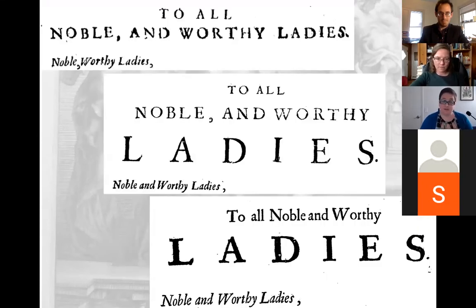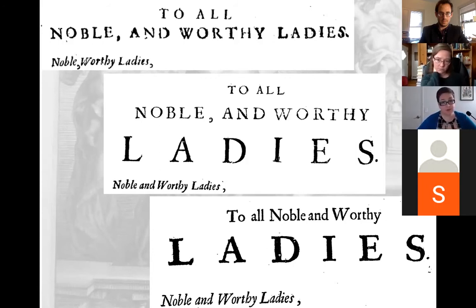Now, what she found is, of course, that there are a number of significant changes, but there are also a number of what we might think of as insignificant changes, but they can potentially matter a lot too. So consider the difference, for example, between something so small as a comma. The first one on the top here is 1653, to all noble and worthy ladies, and here you get noble, comma, worthy ladies. In 1664, that becomes noble and worthy ladies, and that change is carried through as well into the 1668 edition.